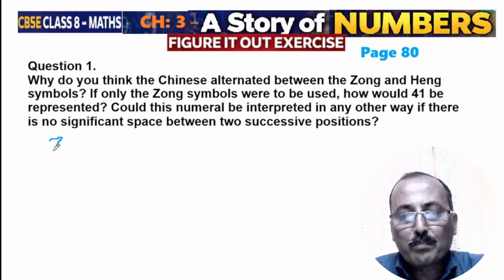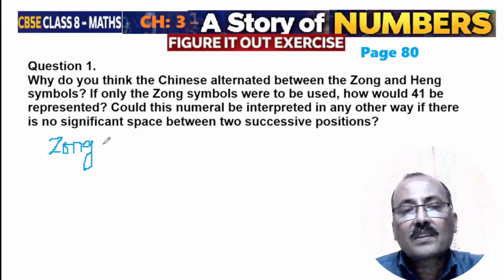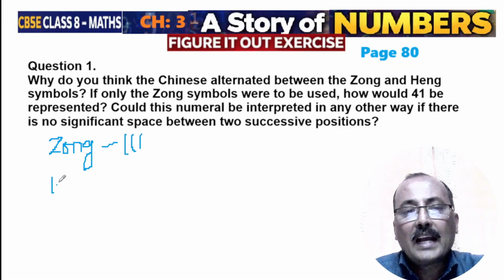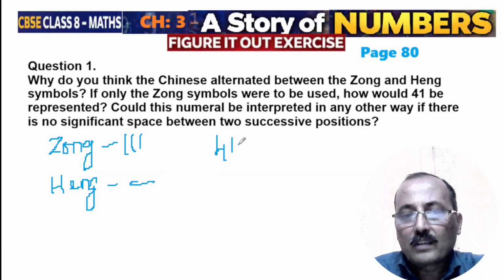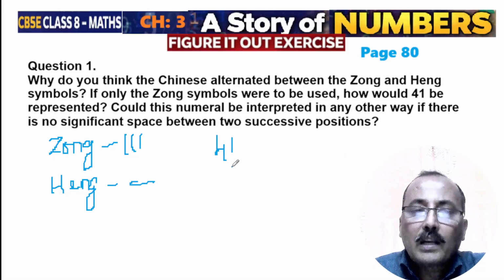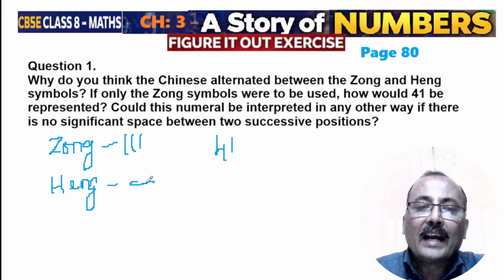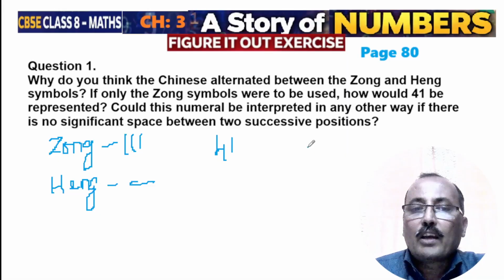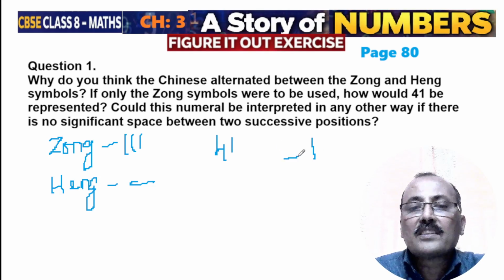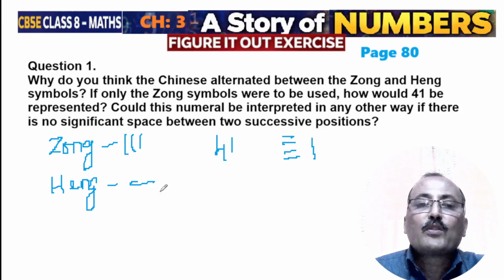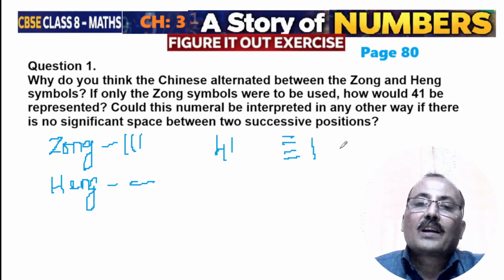So they used only two symbols. One is Zong, that is for standing position, and Heng, that is for sleeping position. Only two lines they used. Now they gave the number 41 to try. If I want to write 41 using Zong and Heng, it will be like this. Only one in Zong, that is the units place, and 4 in Heng's place. So this is 41.